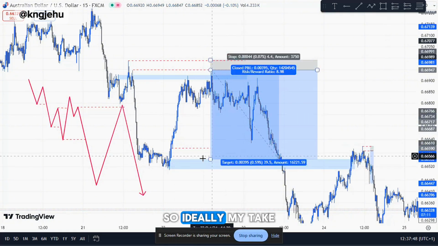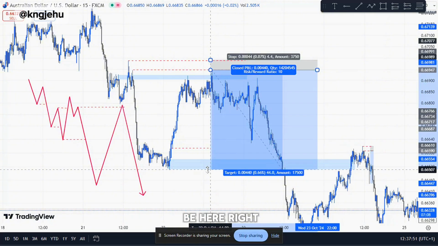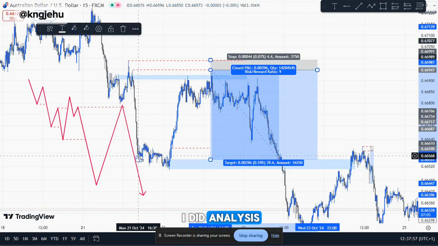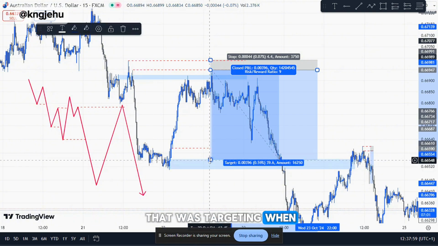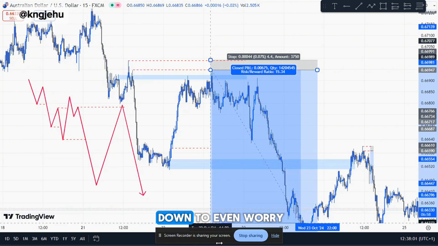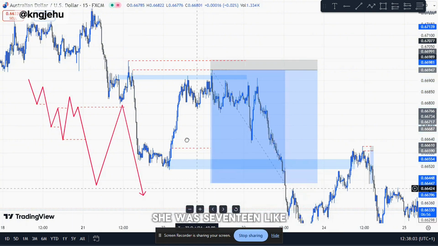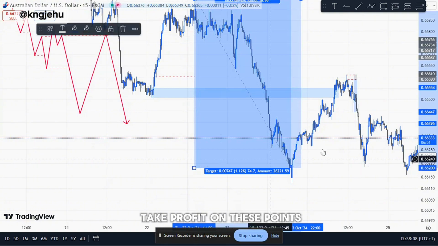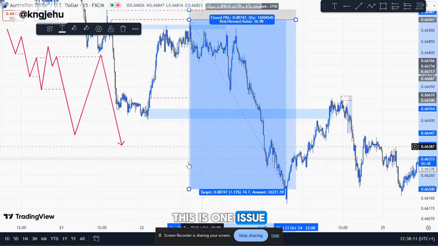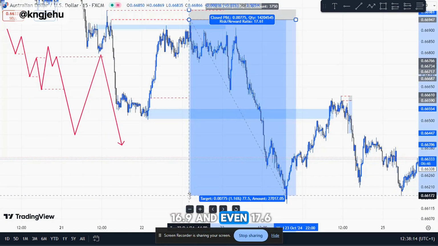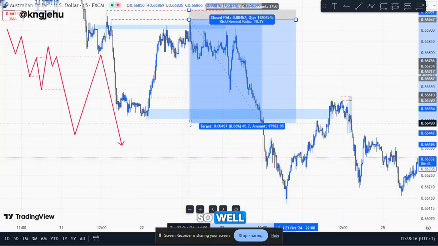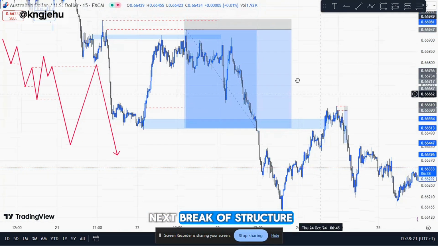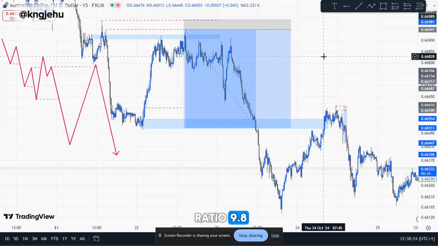So ideally my take profit was supposed to be here, but I just got out of here due to impatience, because when I did the analysis, this was the low that I was targeting. But you see, price broke down and sold off down to even 1:17, like down here. If I actually took my take profit around this point, this is 1 ratio 16.9 and even 17.6. But your ideal stop loss is going to be the next break. Take profit is going to be the next break of structure, and this is a sweet 1 ratio 9.8 entry.